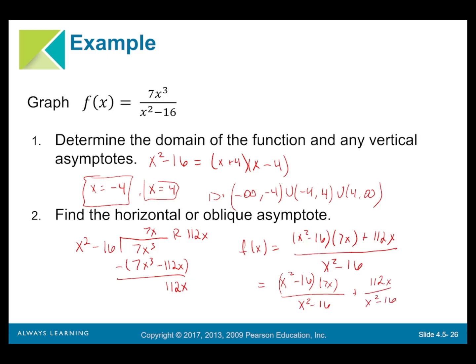Now, of course, this x squared minus 16 cancels, and I'm left with 7x. And this term in here doesn't matter. It goes to 0. Its horizontal asymptote has a larger degree term on the bottom. So the horizontal asymptote rule says that that must go to 0, which means all of this simplifies down to 7x. And that is our oblique asymptote. It's just 7x.